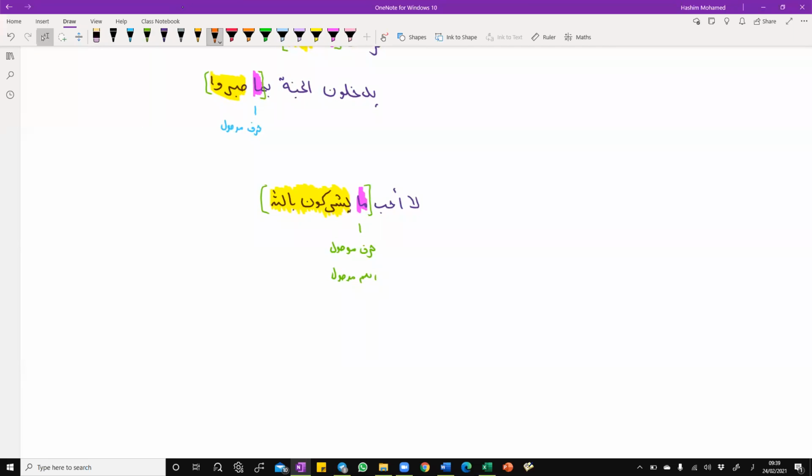Ism. If it's ism and mausul, that means what? I do not like those things that you attribute partnership with Allah. I do not like those idols, those false gods that you attribute to Allah subhanahu wa ta'ala.